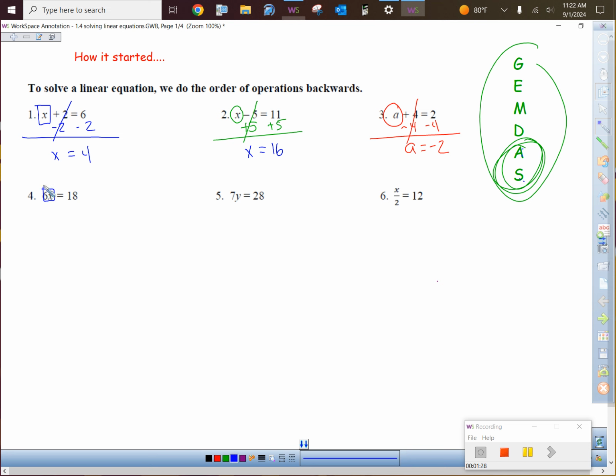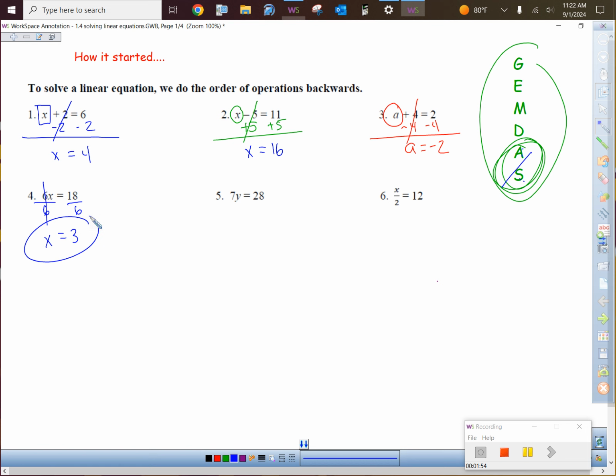Here is the term with the x with it. There is not anything being added or subtracted to that, so doing the order of operations backwards, the next thing is, is there anything being multiplied or divided by it? And there sure is. There is a times 6 hanging out with that one. So to get rid of that times 6, we will divide both sides by 6 in that case. So 6 divided by 6 is 1, and the x comes down with it. And 18 divided by 6 is 3.